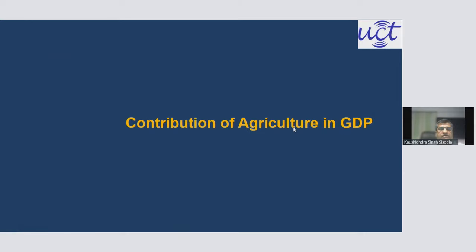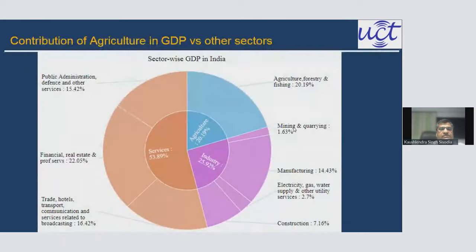Now, the contribution of agriculture in GDP. As we discussed earlier, India is very much dependent on farming and agriculture. It has a significant contribution in GDP. Probably 20 or 30 years back, the contribution to GDP for agriculture was much more, percentage-wise more than the services. But now India is providing a lot of services, so the contribution from services to GDP is more.